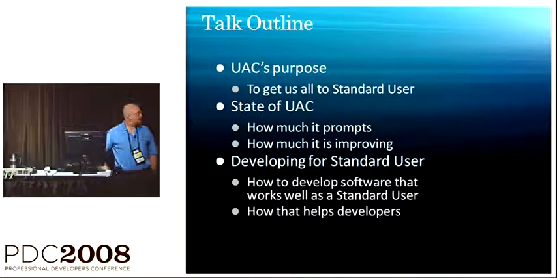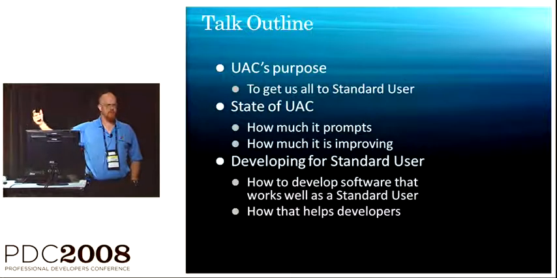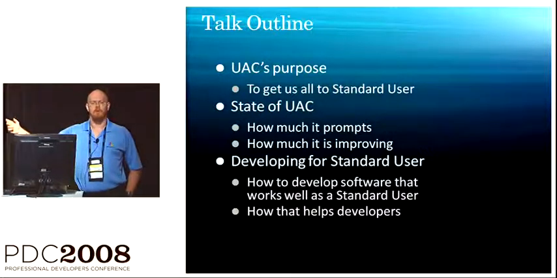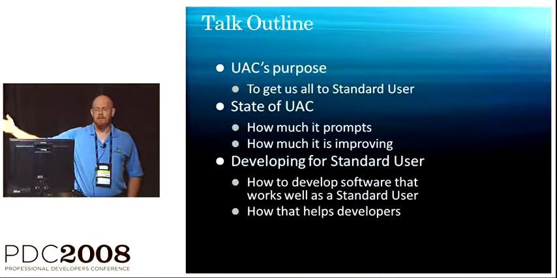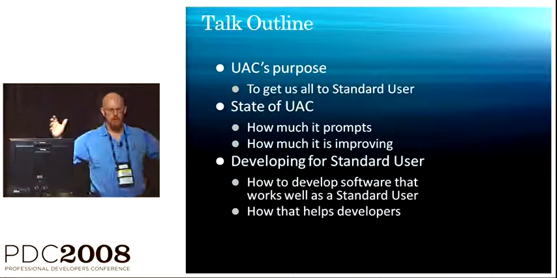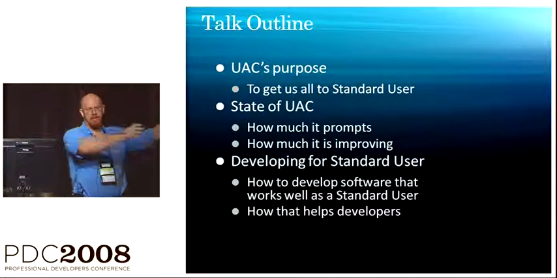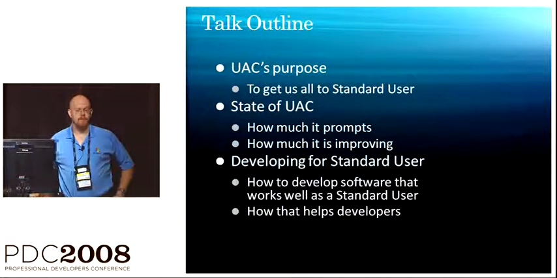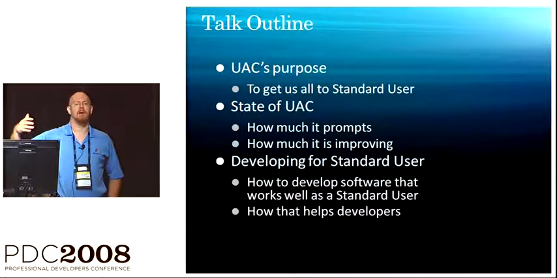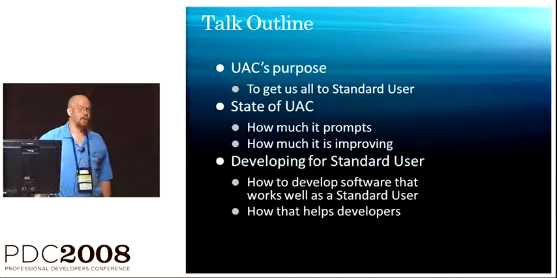This is an outline of the talk. Start with some discussion about the purpose of UAC. No, it's not there to annoy people. The state of UAC, because it's all about moving the application ecosystem from where it was in XP days to where we want it to be. And then the technical stuff of how to develop to facilitate that and enhance security and enhance the value of your products.